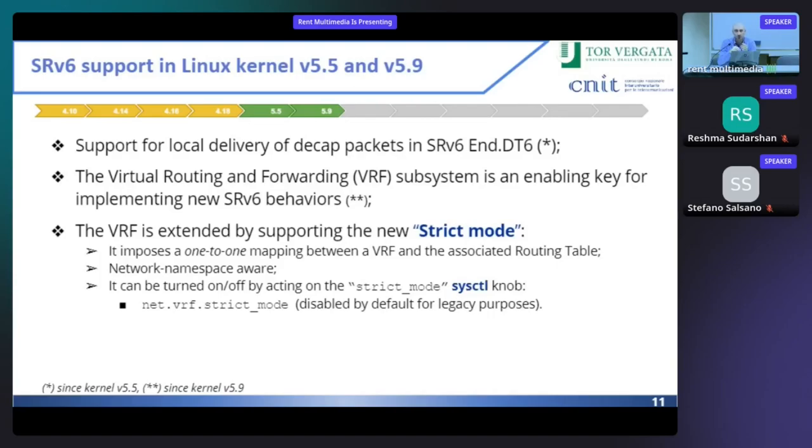If you want to turn on the strict mode, you need to act on a sysctl knob, which is network namespace aware. And by default, the strict mode is turned off for legacy purposes.